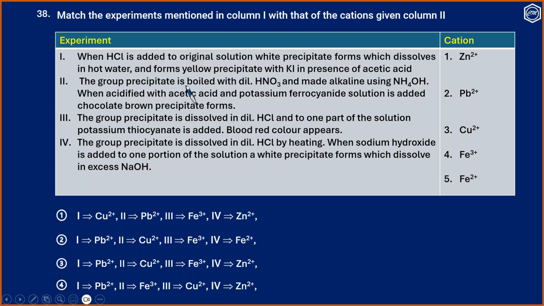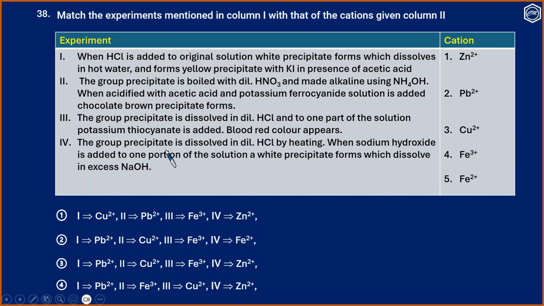Second experiment: the group precipitate is boiled with dilute HNO3 and made alkaline using ammonium hydroxide. When acidified with acetic acid and potassium ferrocyanide solution is added, a chocolate brown precipitate forms. And the chocolate brown precipitate is copper ferrocyanide. So experiment 2 could be connected to copper 2+ ion. Experiment 3: the group precipitate is dissolved in dilute HCl and to one part of the solution potassium thiocyanate is added. Blood red color appears, and a blood red color is due to ferric thiocyanate. So 3 could be connected to Fe3+.